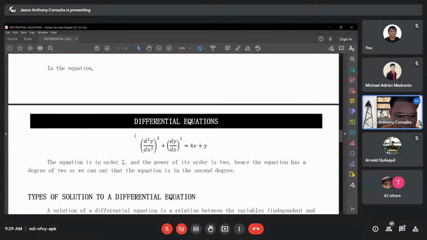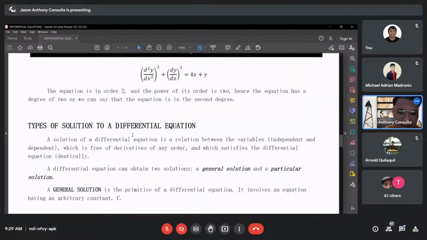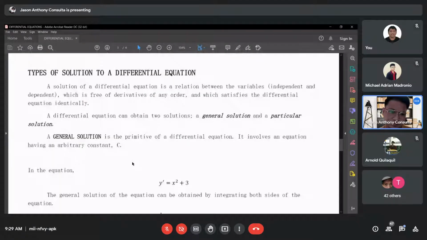So let's proceed. Types of solution. Ito yung general and particular solution. So a solution of a differential equation is a relation between the variables, independent, which is free of derivatives of any order, and which satisfies the differential equation identically. So a differential equation can obtain two solutions. The first one, the general solution, is the primitive of the differential equation. It involves an equation having an arbitrary constant c. Yun yung general solution natin.